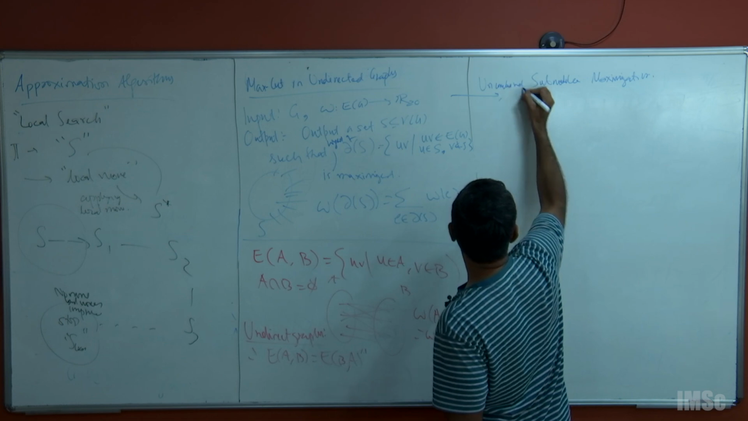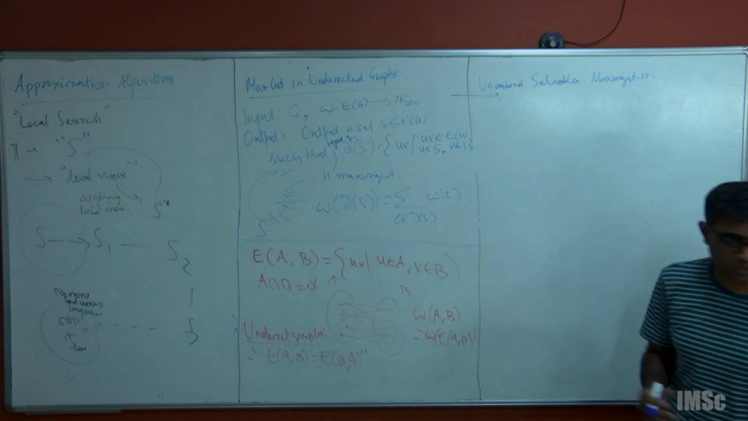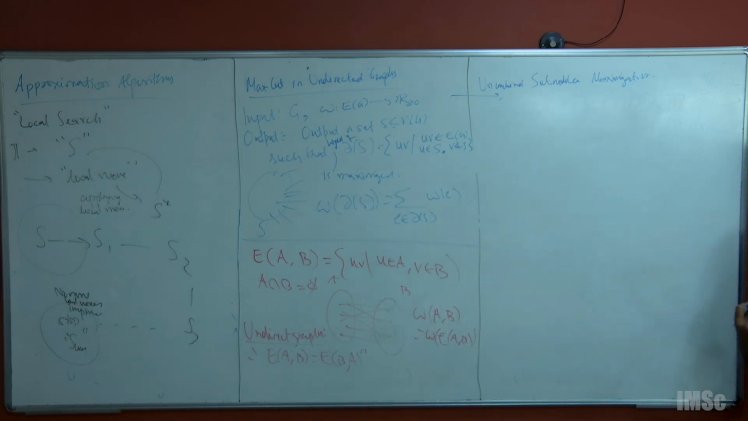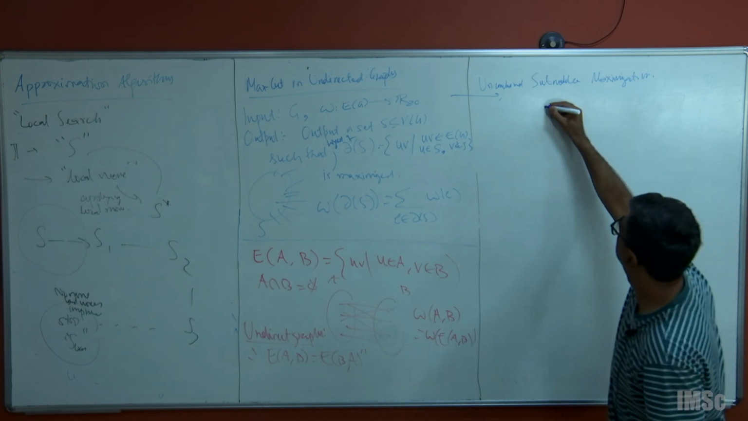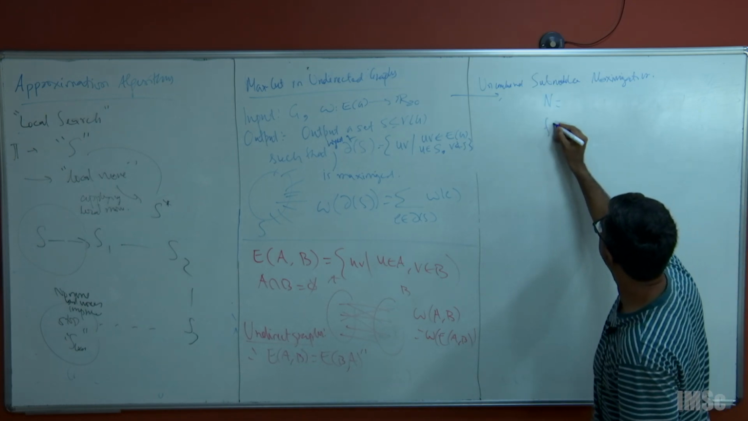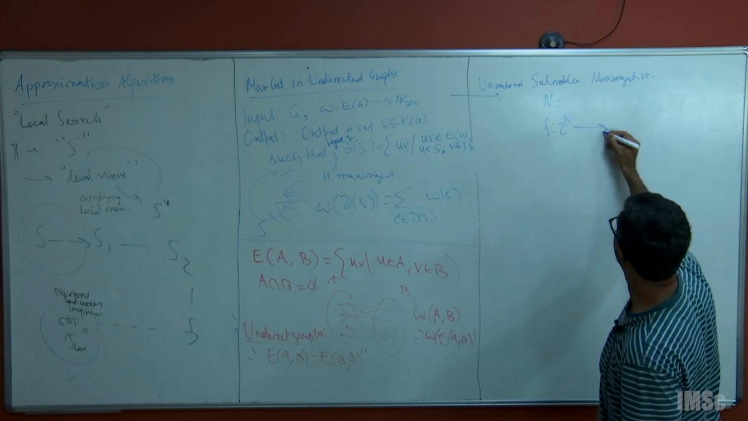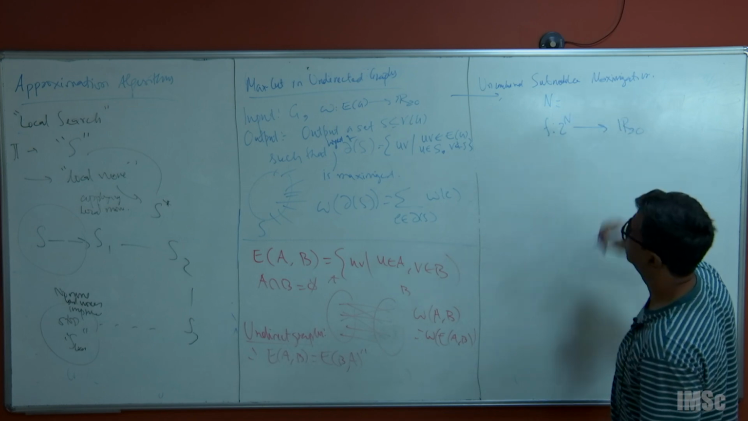Unconstrained submodular. What functions are we talking about? What is my ground set, and what is the function we are talking about? What is my ground set? What is my n? And what is my function from 2 to the power n to R greater than or equal to 0?